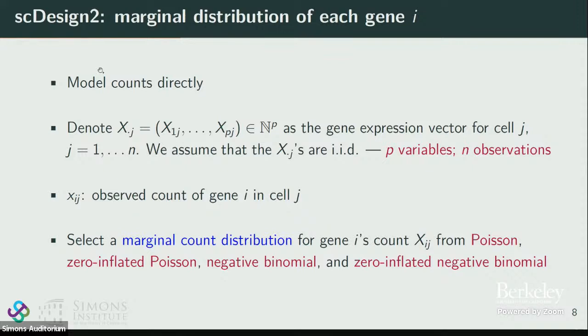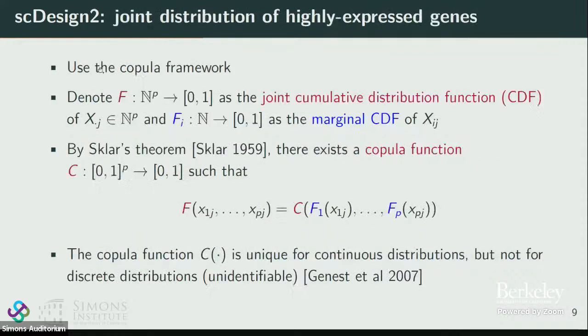So we consider 4 common count distributions: Poisson, negative binomial, and their corresponding zero-inflated versions to account for the sparsity in single cell data. And for the joint distribution, which is the key part of our modeling, the P by P, right? How can we get the p-dimensional joint distribution? So we will use the copula framework in statistics to do the job.